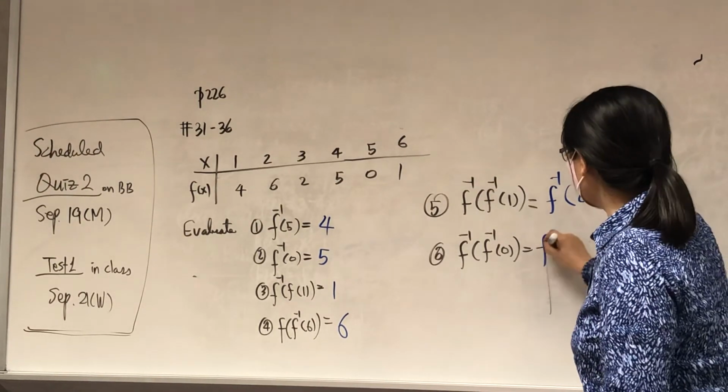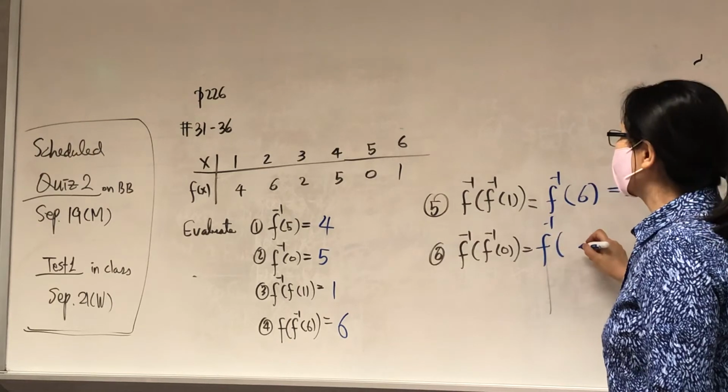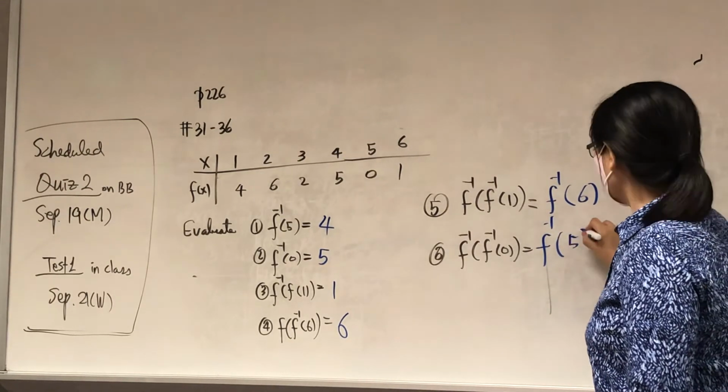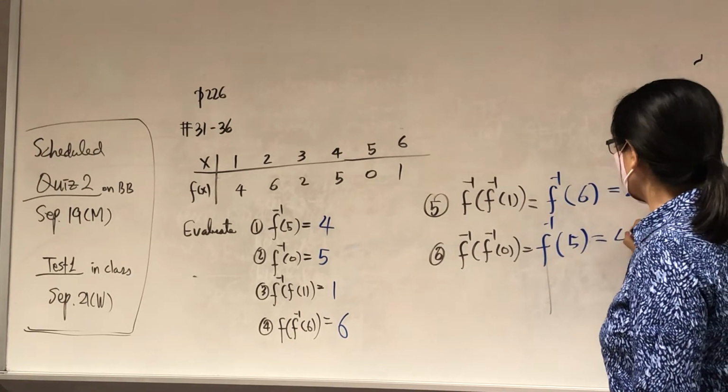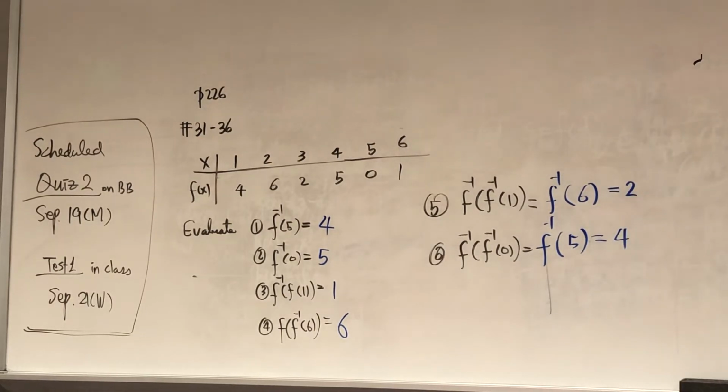How about this? What is F inverse 0? 5. What is F inverse 5? 4. Good. Is that good? Yeah.